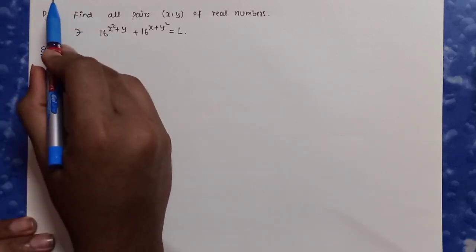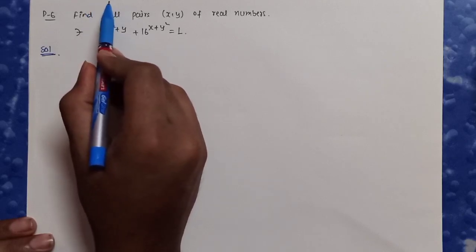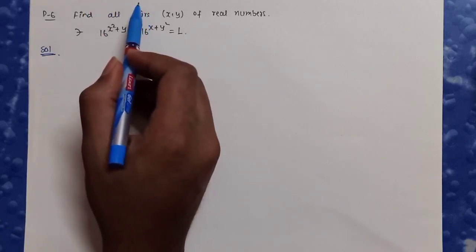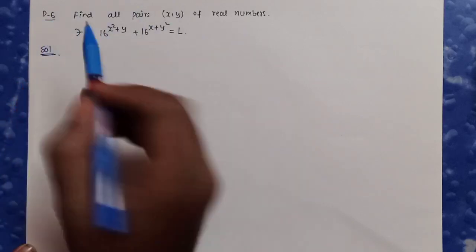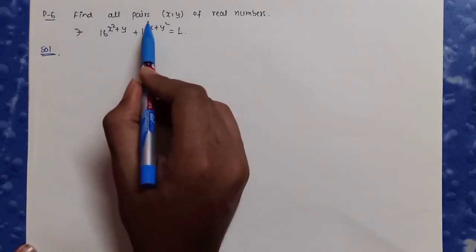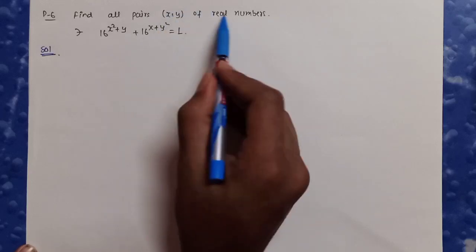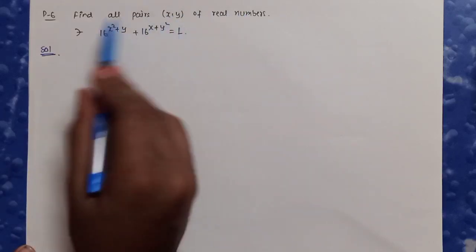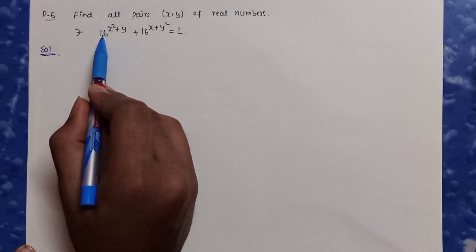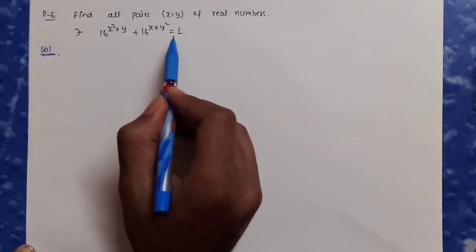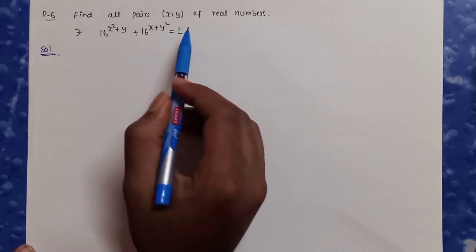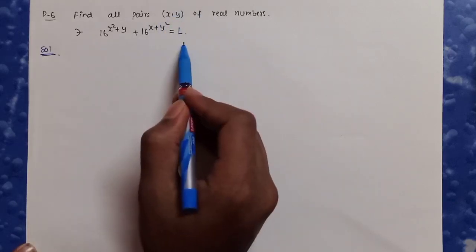Today we are going to solve Indian Regional Mathematics Olympiad, that is RMO of year 2011, and this problem was asked as problem number 6 in that question paper. The problem was: find all the pairs x comma y where x and y are real numbers such that they satisfy the given equation. The equation was 16 raised to the power x square plus y plus 16 raised to the power x plus y square equals 1. So we had to find all the pairs of x and y which satisfy this given equation.